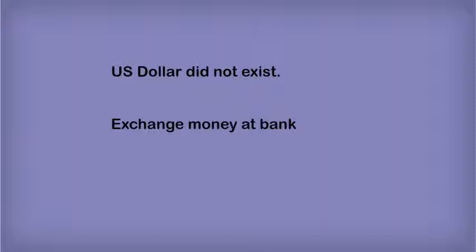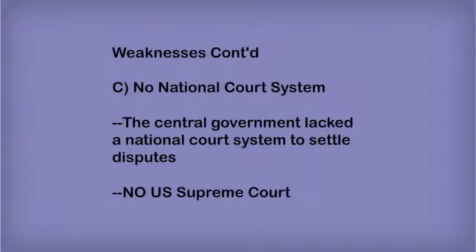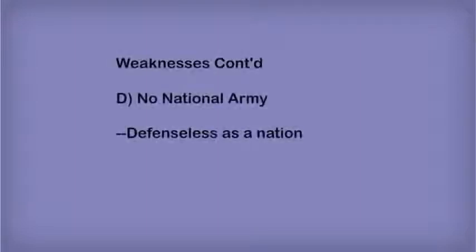There was no national court system. The central government lacked a national court system to settle disputes. There was no U.S. Supreme Court to interpret law, which can be very difficult when you have someone saying, "No, this is what the law states, and let's interpret it this way," because everybody will have their own interpretation, whatever convenience them. This way, with the Supreme Court, you know that's the way it's going to be. And of course, no national army.